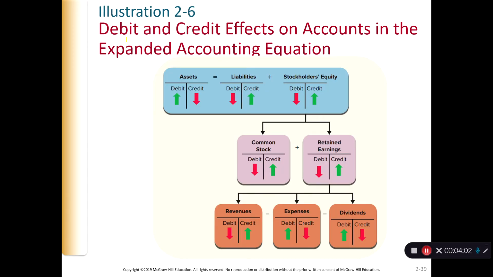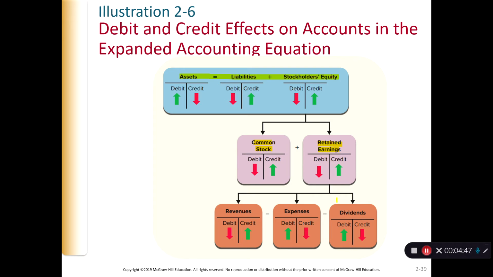Okay, so when we look at the accounting equation, this is the basic accounting equation, right? But we talked about earlier that the stockholder equity account can be expanded to common stock and retained earnings. Because this account can be split into two accounts, we know that the recording rules of the stockholder equity account are consistent with common stock and retained earnings. In other words, when there's an increase in common stock, we credit that account. And when there's an increase in retained earnings, we credit that account.